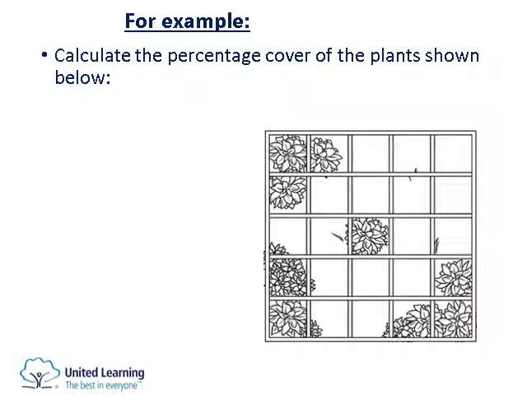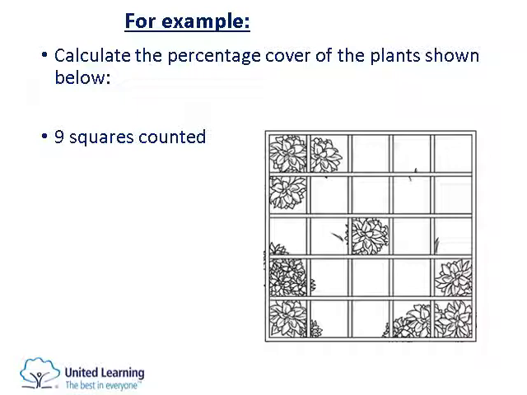So for example, I've got some flowers here. What we need to do is to calculate the percentage cover of those flowers. I've placed the quadrats next to each other, like I said. So how many quadrats have we got? We've got 1, 2, 3, 4, 5, 6, 7, 8, 9, 10, 11, 12, 13, 14, 15, 16, 17, 18, 19, 20, 21, 22, 23, 24, 25 quadrats next to each other.